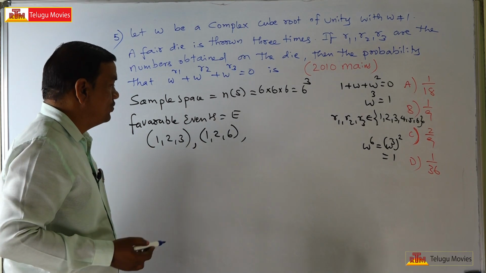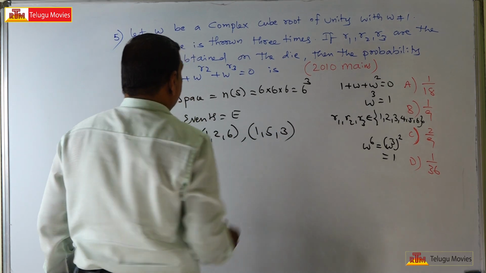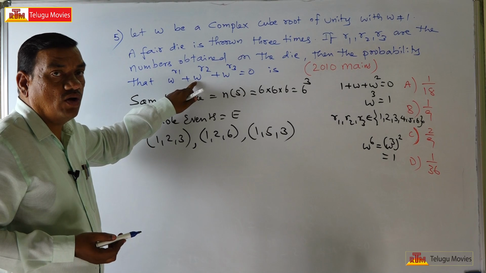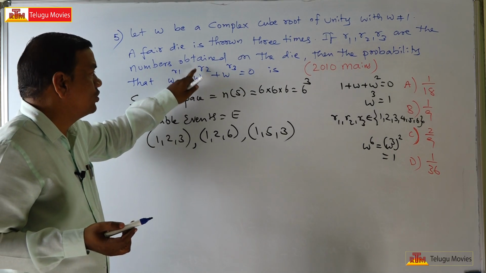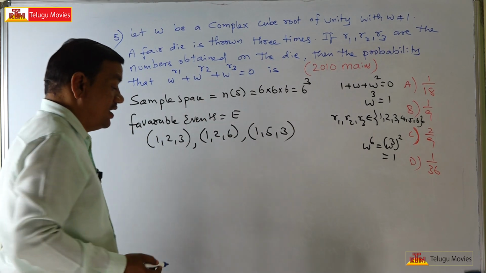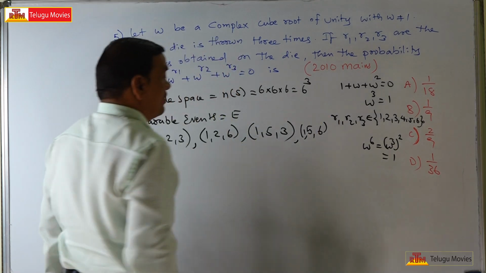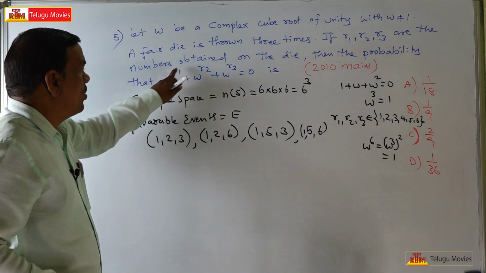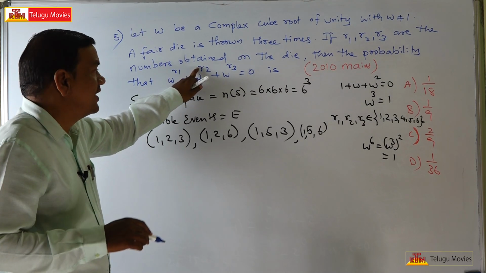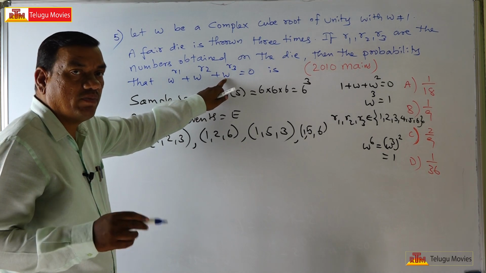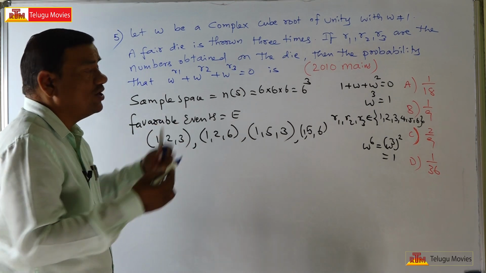Again you will have 1, 5, 3. Here omega square, if you multiply with omega cube, nothing goes wrong, you again get omega square. So 1, 5, 3 is favorable. Again you will have 1, 5, 6. This is also a favorable case. Omega power 5 means omega square into omega cube, again omega square. Omega power 6 means omega cube whole square, again 1. So again you will get 0.